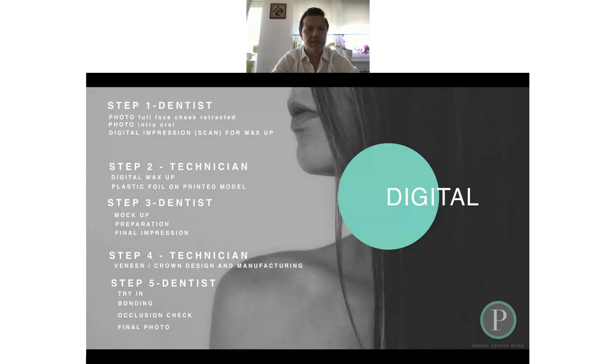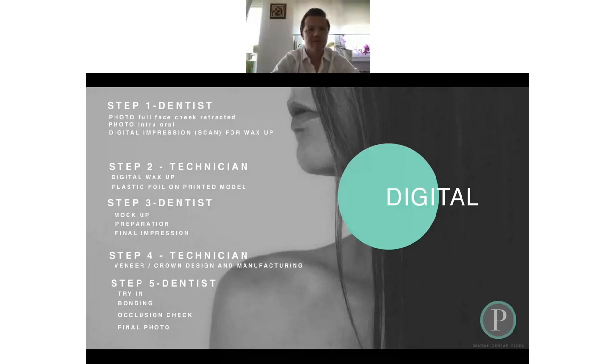The digital approach is a little bit different. This also has 5 steps, but all these steps are much quicker because of the possibilities which digital dentistry gives us. The first step is almost the same. We always do the intraoral and extraoral photographs, and we don't take an impression here. We do a digital impression.